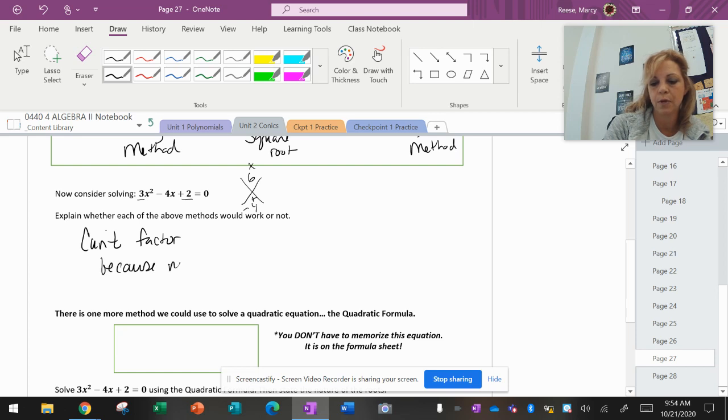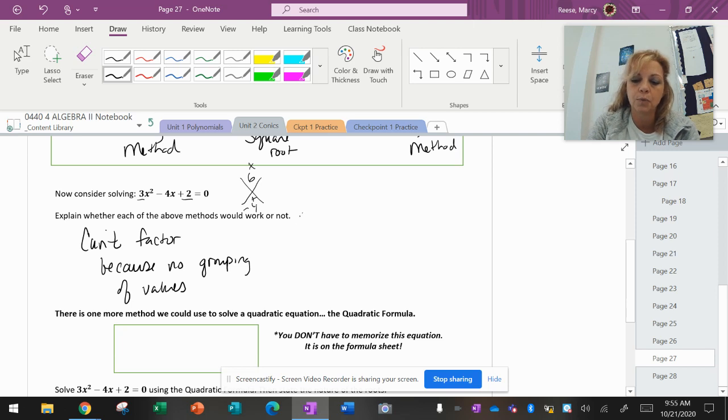Because there's no grouping of values. Okay, so that would be how we would do it. So we can't do the grouping. We can't do the factoring.